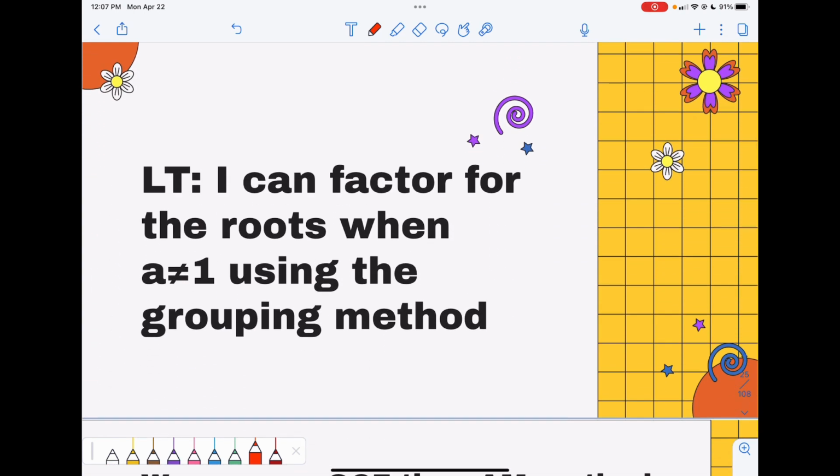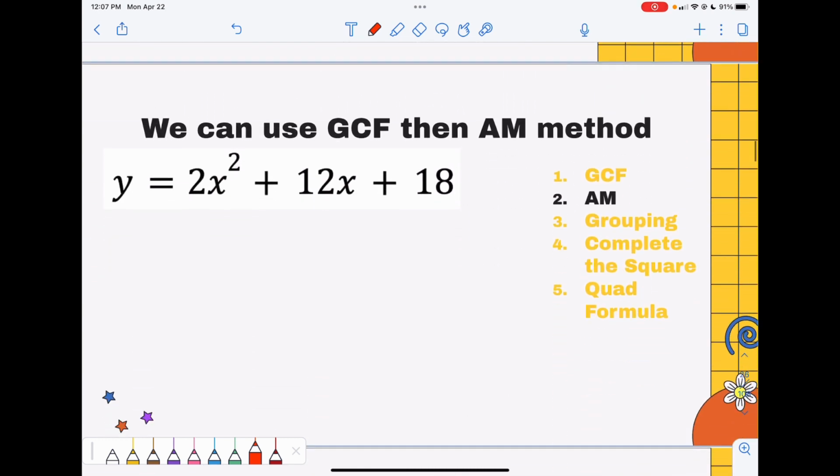The learning target for this lesson is: I can factor for the roots when a is not 1 using the grouping method. We can use the GCF and then the AM method. This is not technically grouping. This first example shows you that sometimes it looks like you won't be able to, but then you can use the AM method. We see 2x squared plus 12x plus 18.